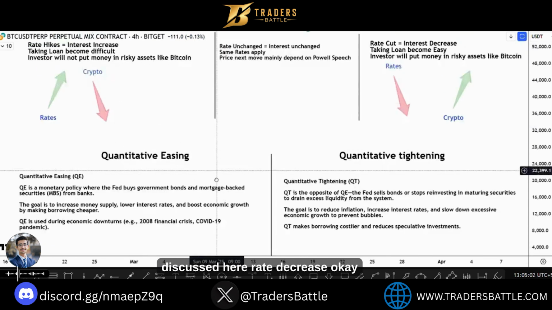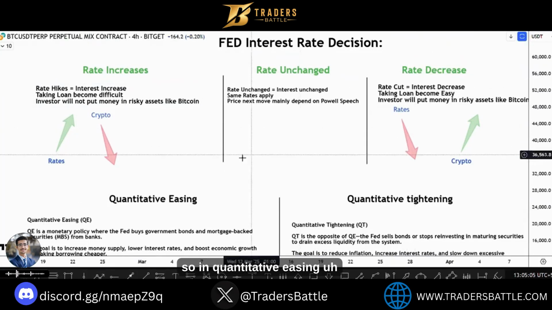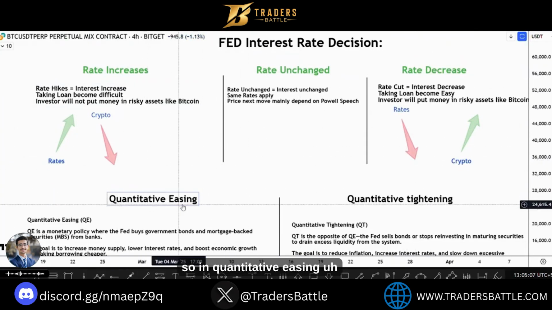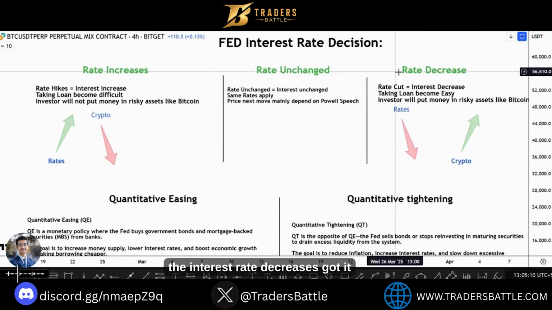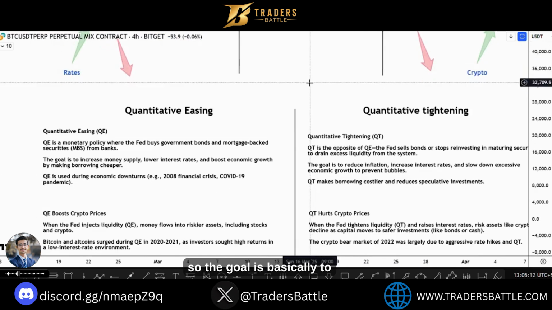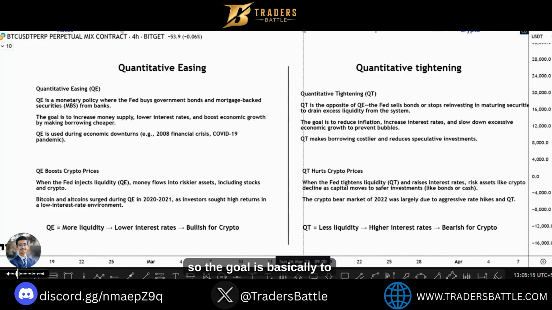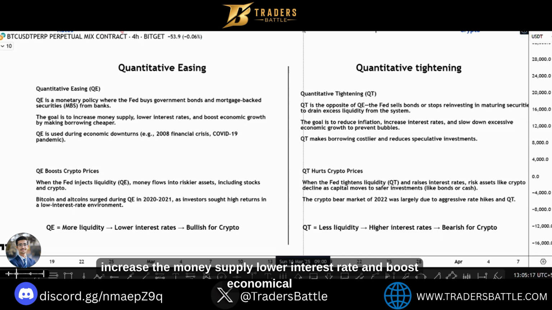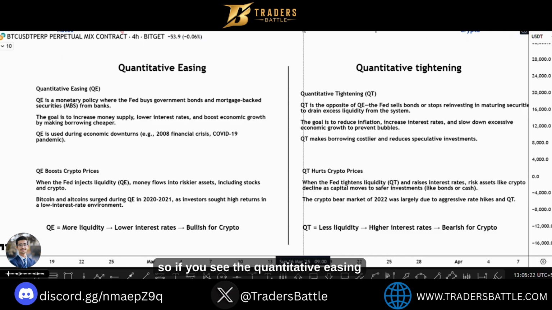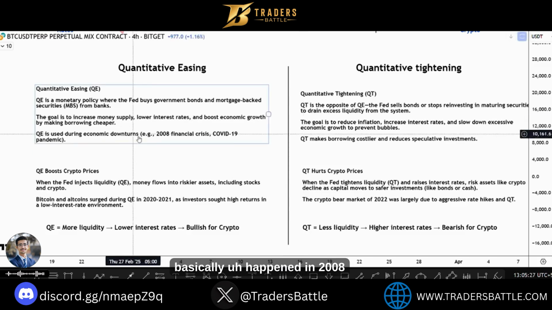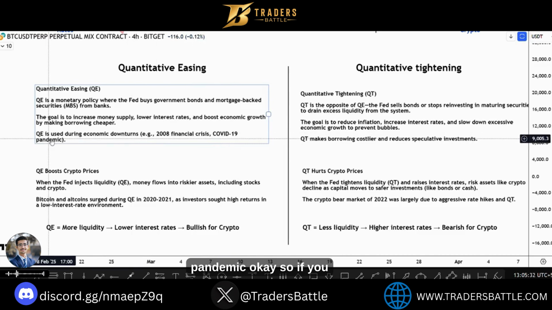as we discussed here, rate decrease. Okay, so in quantitative easing, the interest rate decreases. Got it? So the goal is basically to increase the money supply, lower the interest rate, and boost economic growth by making borrowing cheaper. Understand? So if you see, quantitative easing basically happened in the 2008 financial crisis and in the COVID-19 pandemic.